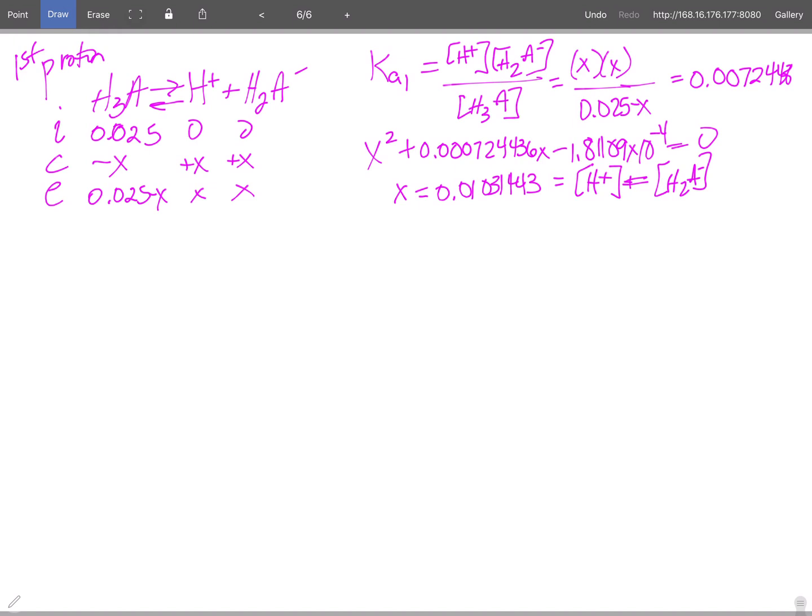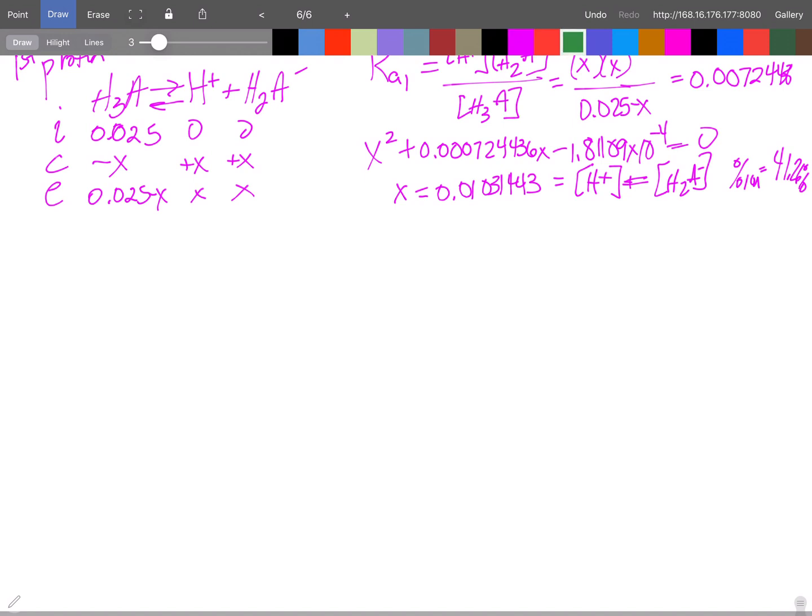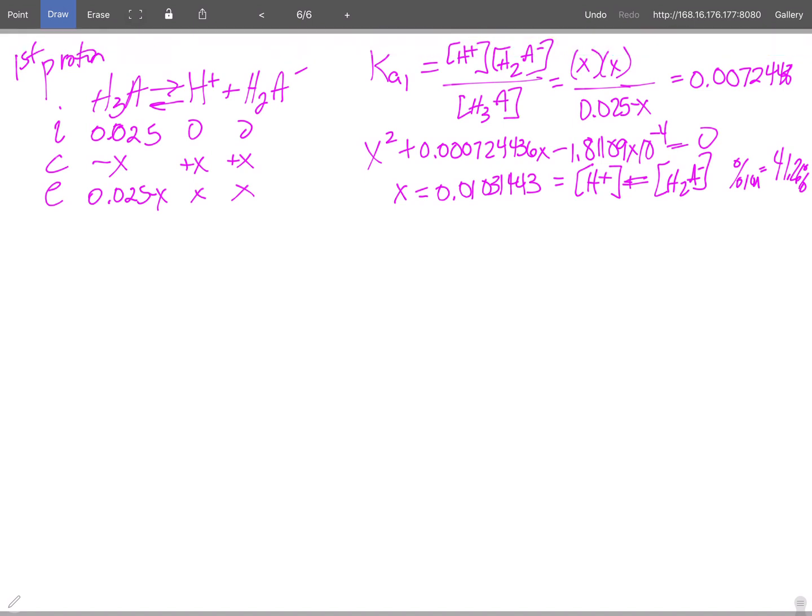Now, just for sheer entertainment value, let's figure out what our percent ionization is. Our percent ionization for this species is 41.26%. So that's actually pretty good. So it's a relatively strong acid. Are we going to do anything with that? No. I'm just going to throw it out there. Now I'm going to change colors so that you can see the difference.